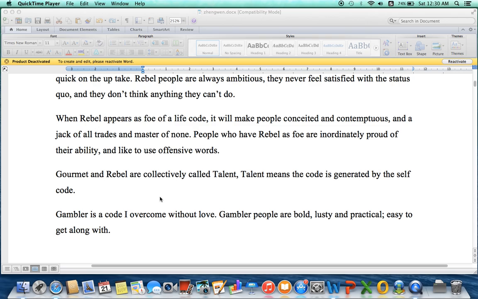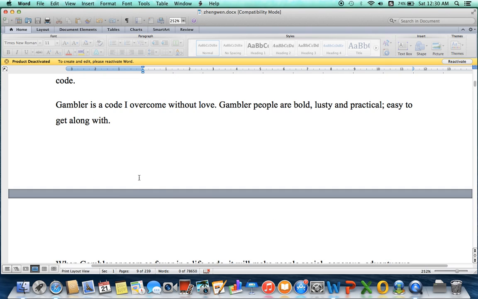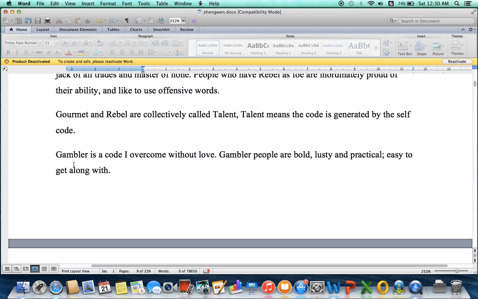And when we consider yin and yang property, then we can discriminate gourmet or rebel. Gourmet is same sex, rebel is opposite sex. And then we come to gambler. Gambler is the code I overcome without love. For example, if I'm wood, my gambler would be earth. If I'm earth, my gambler would be water with the same sex.